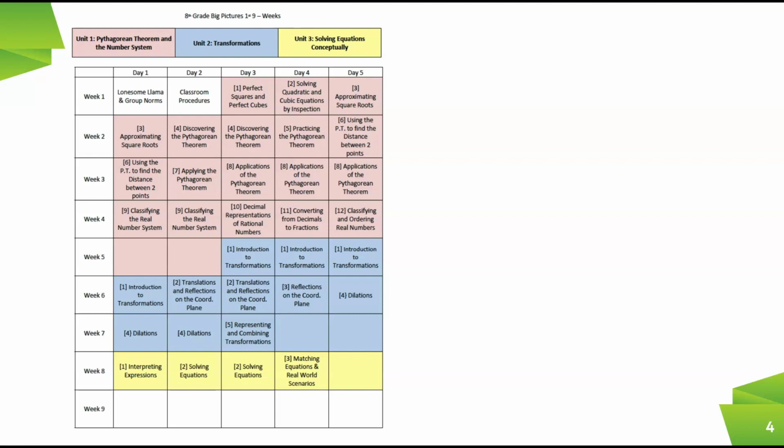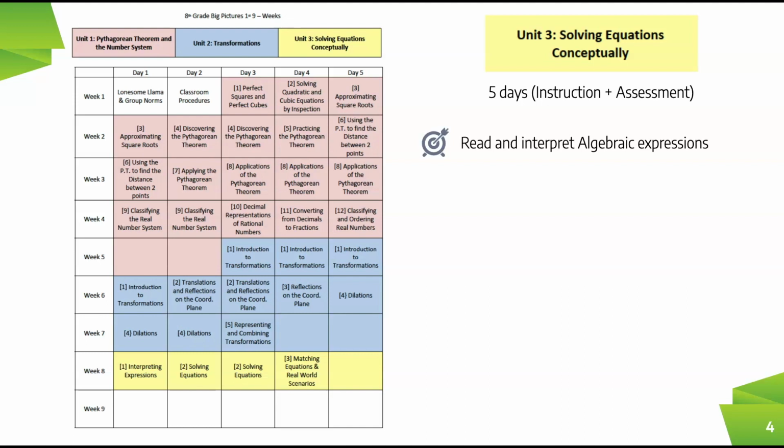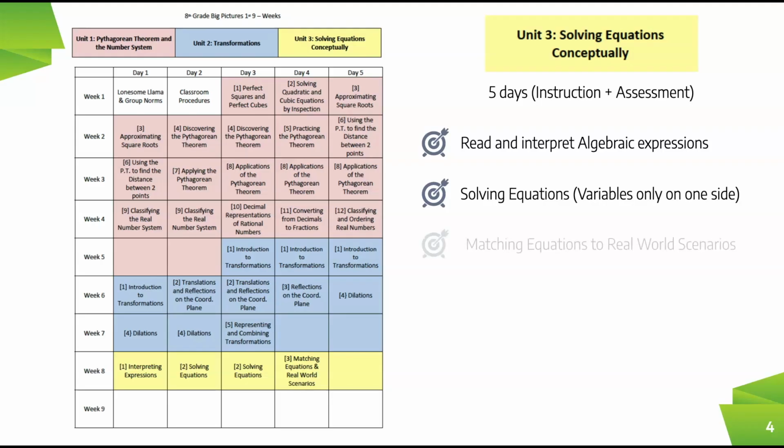The last unit of the first 9 weeks is a mini unit, solving equations conceptually. This lesson is five days. In this unit, students will read and interpret algebraic expressions, solve equations with variables only on one side, and match equations to real-world scenarios. Students will be introduced to variables on both sides in Unit 6, which is the first unit of third 9 weeks.